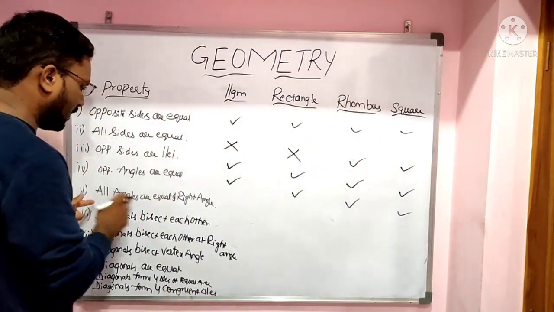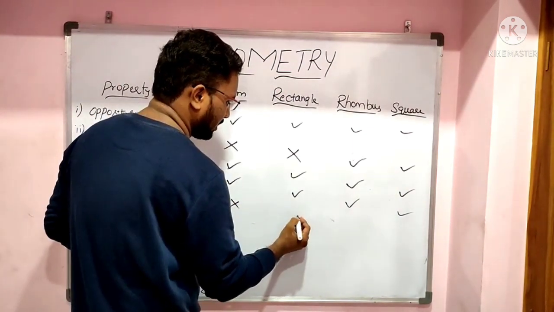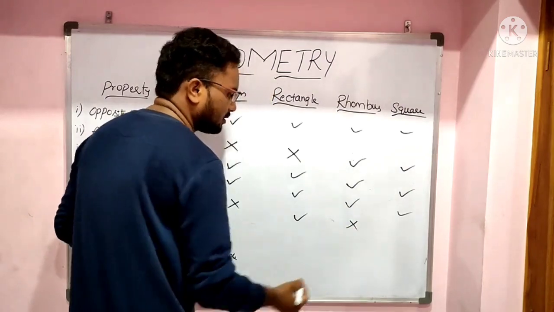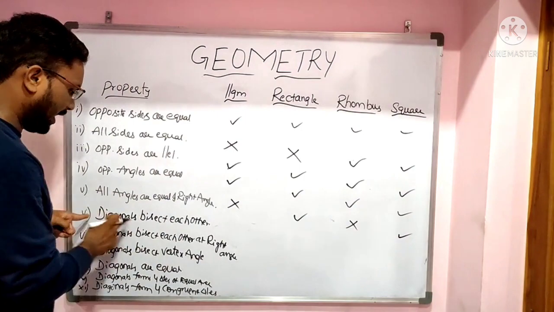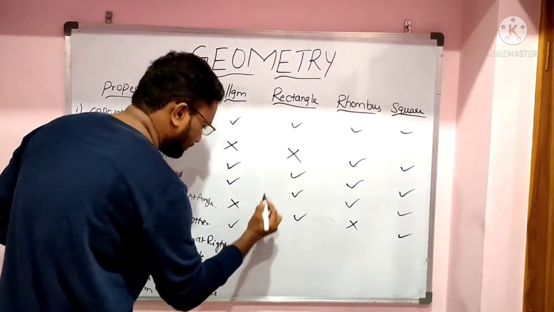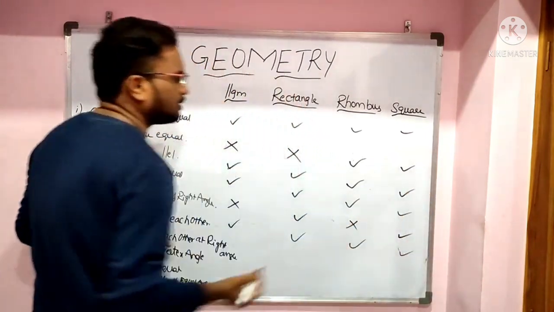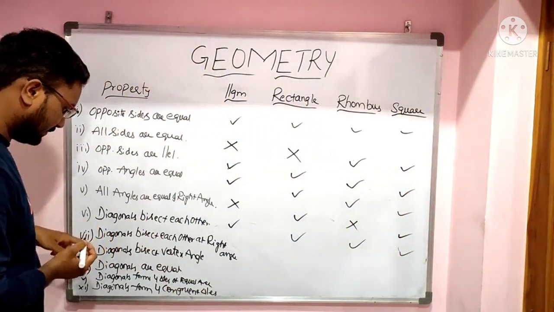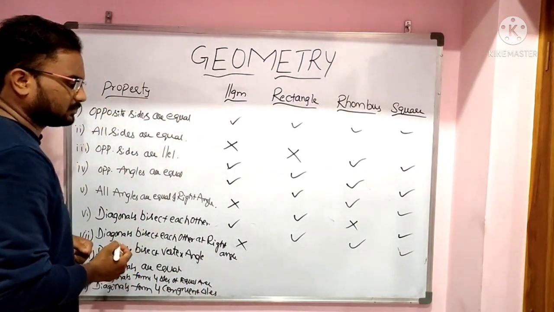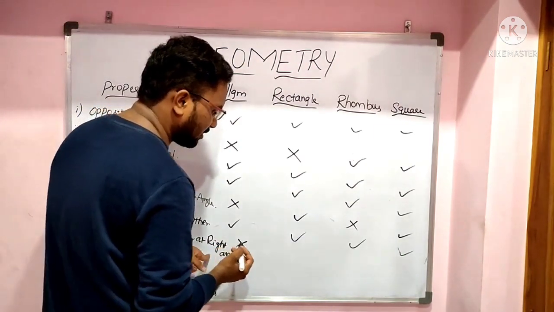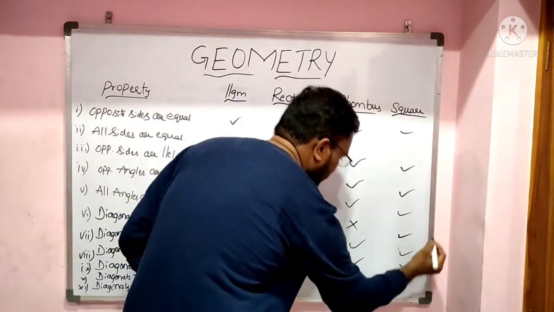Next, all angles are equal and right angles. In a parallelogram this is not satisfied. In a rectangle satisfied, in a rhombus not satisfied, and in a square it is applicable. And diagonals bisect each other. In a parallelogram, the diagonals bisect each other, so in a rectangle also, square, and rhombus. And diagonals bisect each other at right angles. In a parallelogram, the diagonals do not bisect each other at right angles, in a rectangle also not, and in a rhombus and square it is applicable.